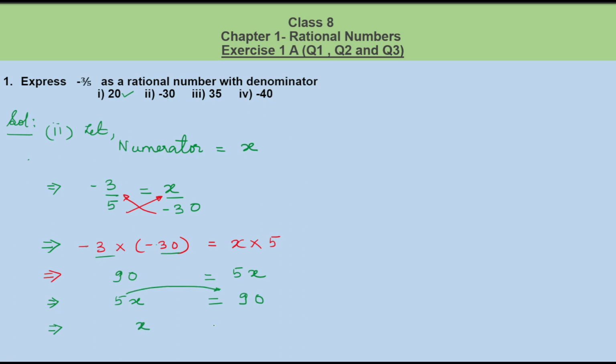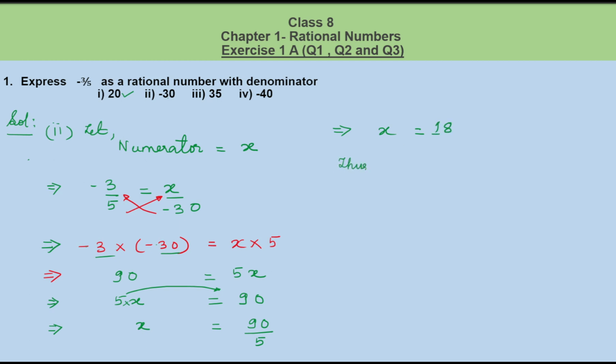So whenever transposition happens, it means when we change the side of any number or a variable, the sign will also change. So the multiplication becomes division, correct? Now from here on solving 90 by 5, you will get here the value of the numerator as 18, correct? Okay. So what do you have here?